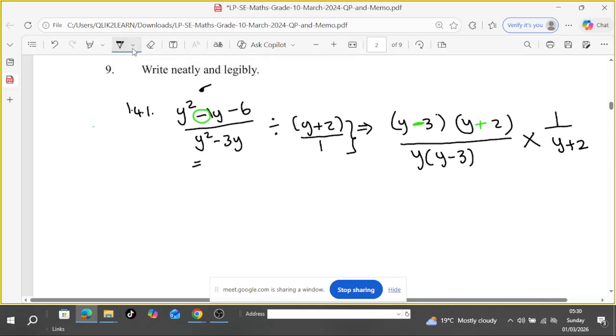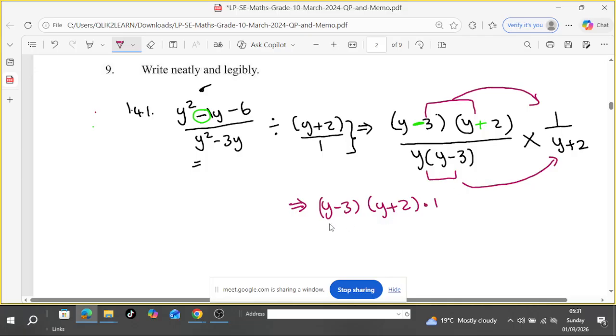And let me show how easy this problem is. You just have to cancel the like terms. Look at this. Because this is a multiplication, this is just one term. So we can just write this as y minus 3 into y plus 2. Then we multiply this by 1 because we're going to take everything here, multiply by that 1. And we're going to take everything here, multiply by that y plus 2. So the top part will be like that, and the bottom part will be y into y minus 3 into y plus 2.